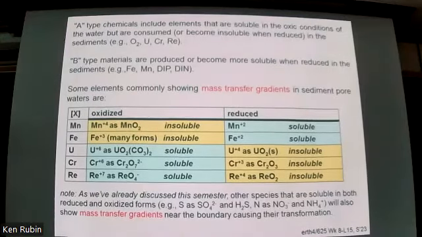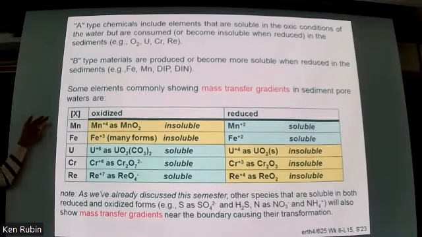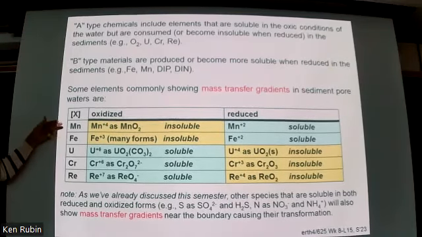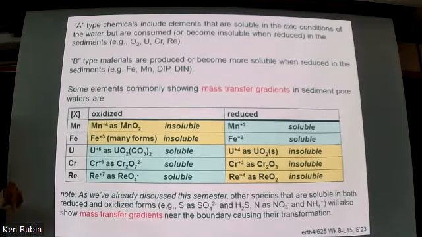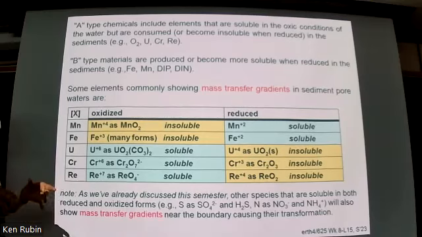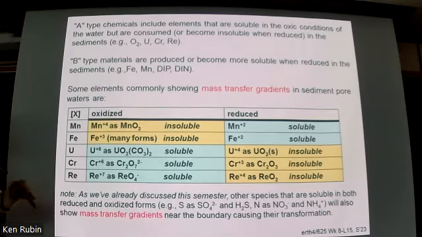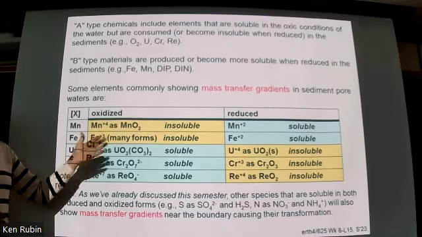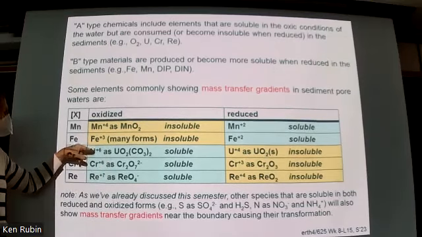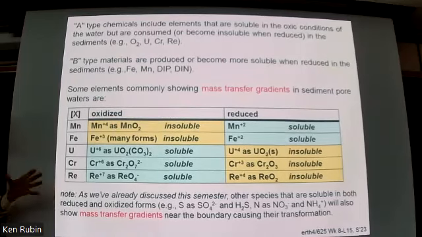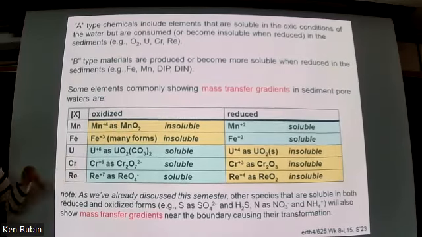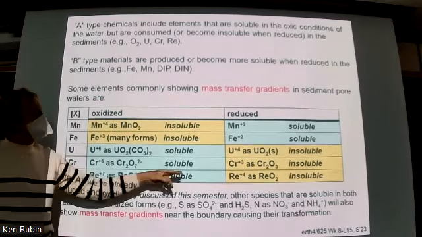So here are some elements that change in their solubility as a function of being oxidized or reduced. We've talked about manganese and iron before. They're part of the redox ladder. But we also have other chemicals that, even though organisms aren't using them to decompose organic matter, change their solubility as a function of whether they're oxidized or reduced. So these are some examples of elements, uranium, chromium, and rhenium, that when the water is oxidized, they're soluble. But as soon as the water becomes reduced, they become insoluble.